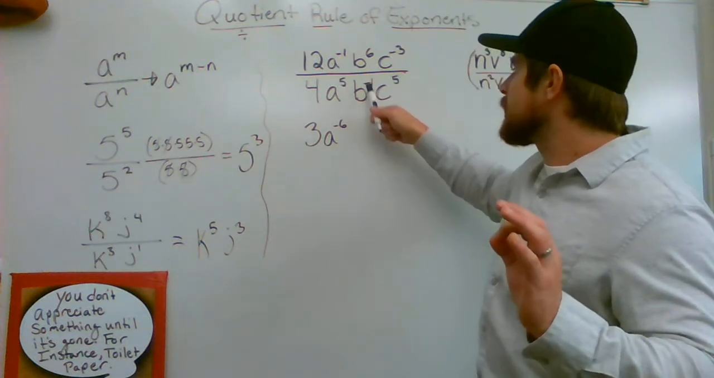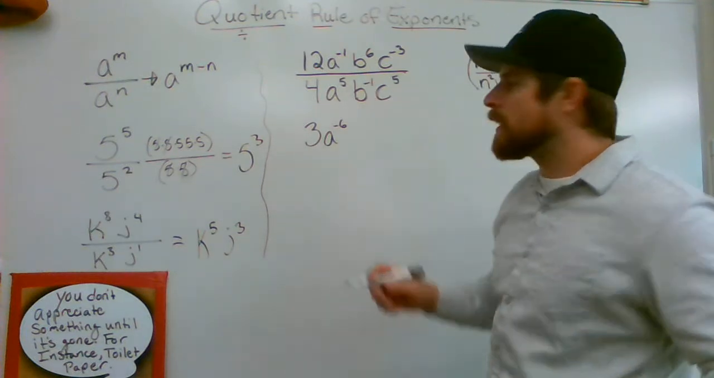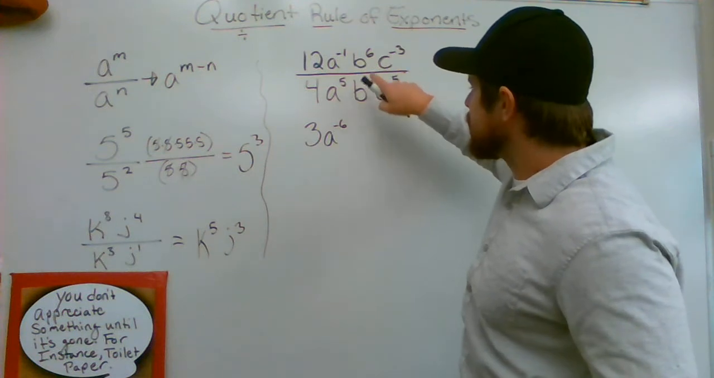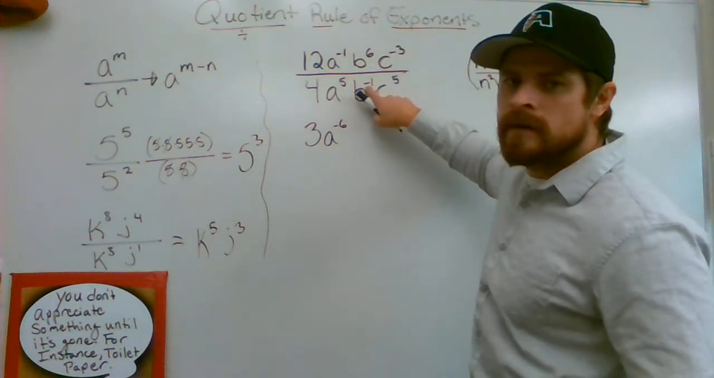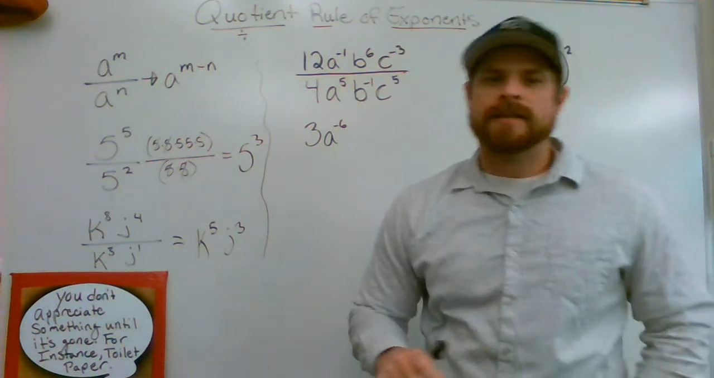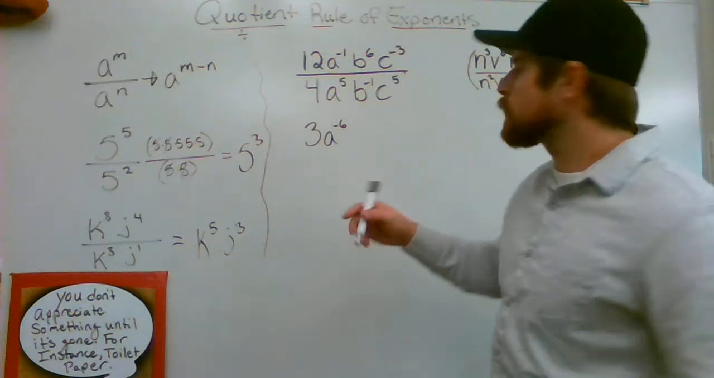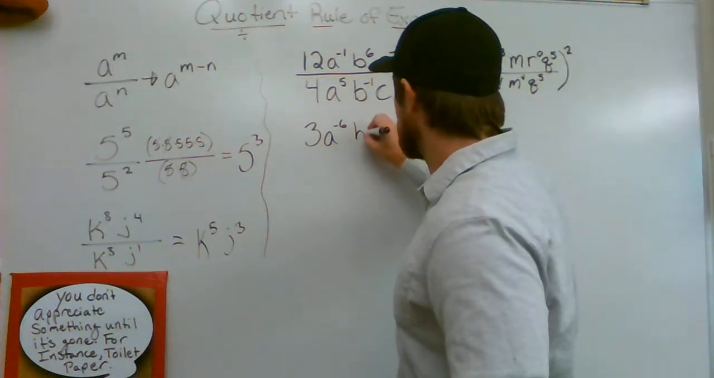B to the 6th minus negative 1. I am subtracting a negative. And we know subtracting a negative is really adding. So 6 plus 1 would give me b to the 7th.